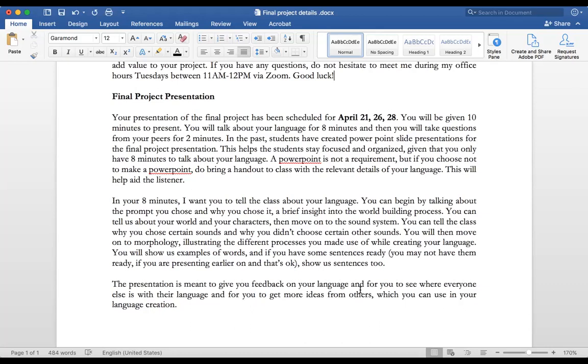Depending on what your character looks like, is it a fairy? Is it an alien? Is it a sea creature, a sea animal? Your language is going to look very different. The sound system is going to look very different.